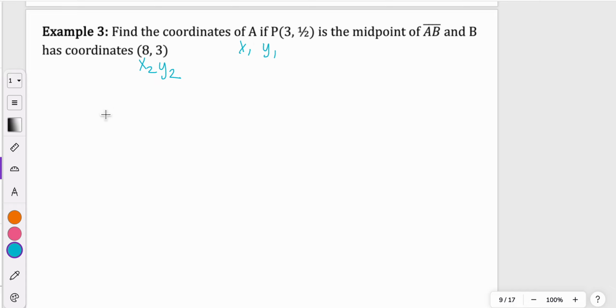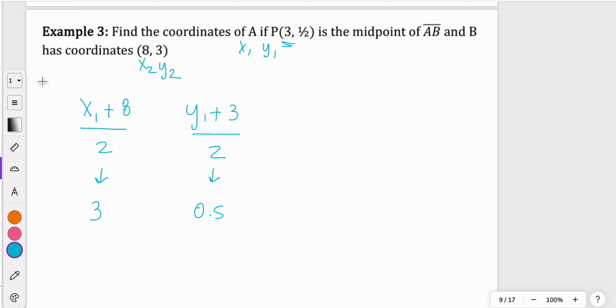So what we would need to do is think about if x1 plus x2, so x1 plus 8 divided by 2, is equal to that 3 they already gave us as the midpoint, and then y1 plus 3, which is that y2, divided by 2 is going to give me a half, or 0.5. What could I do here?